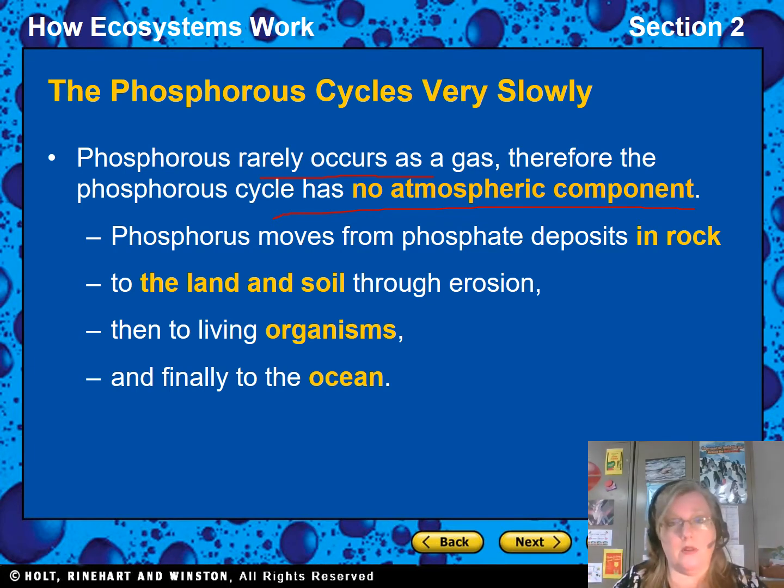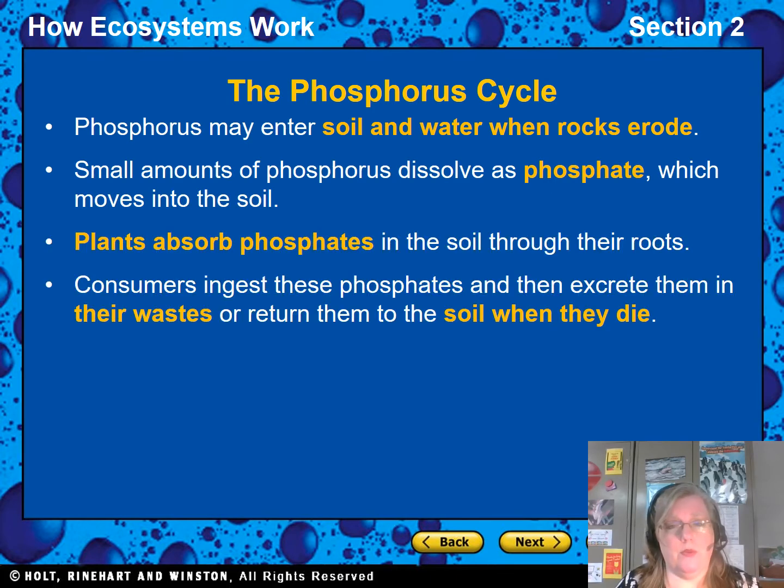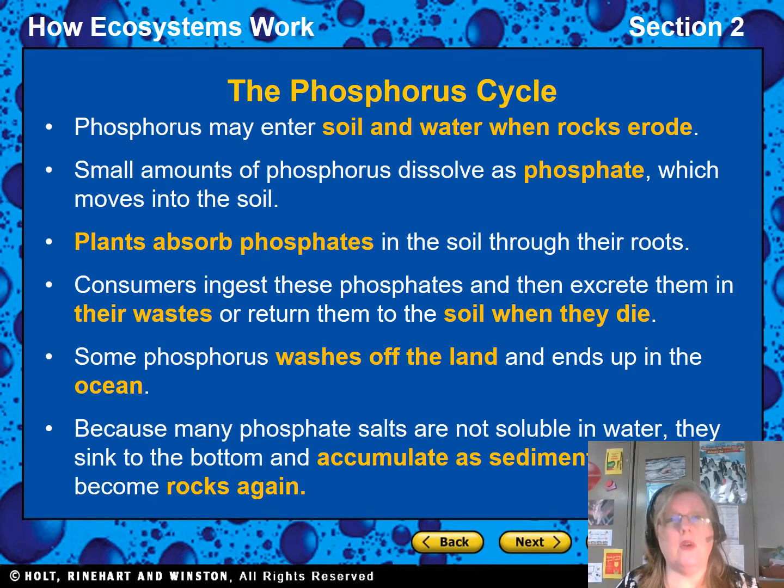to go around. Okay, so it moves from the deposits in the rocks, it moves then to the land and the soil through erosion, and then back into the living organisms and finally to the ocean. So it's very, very slow. Very, very slow. And so it also limits the number of organisms that can be in an ecosystem.